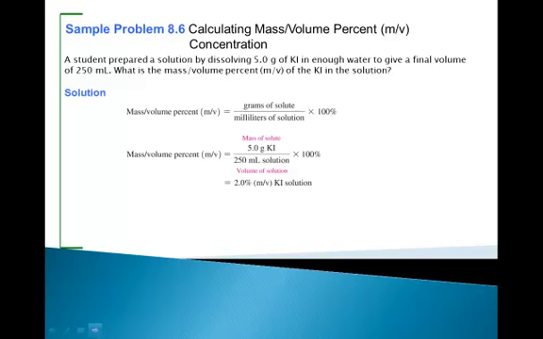Now my next one is going to be very similar again, except it's percent mass by volume. So in this case, I'm going to take the mass on the top, the grams, and I'm going to divide by the volume on the bottom, which is going to be in milliliters.